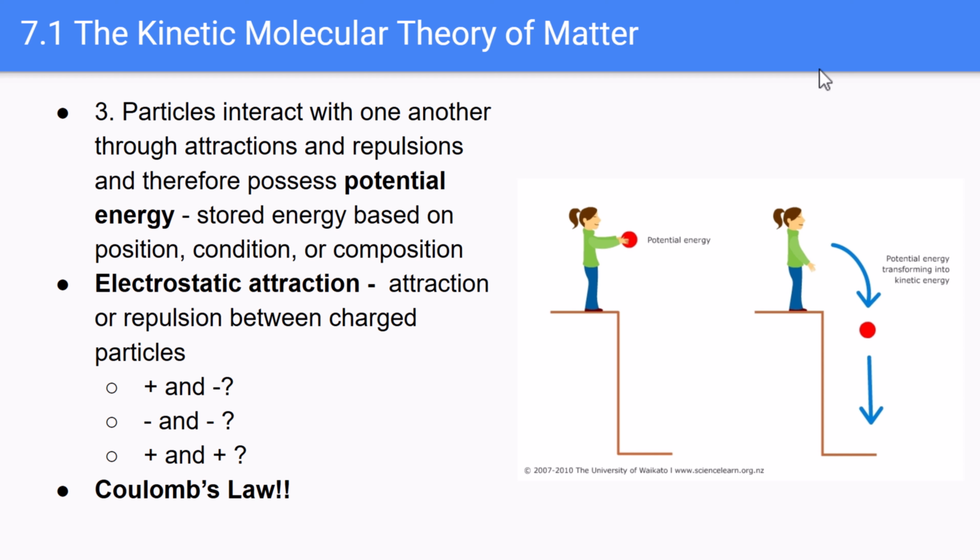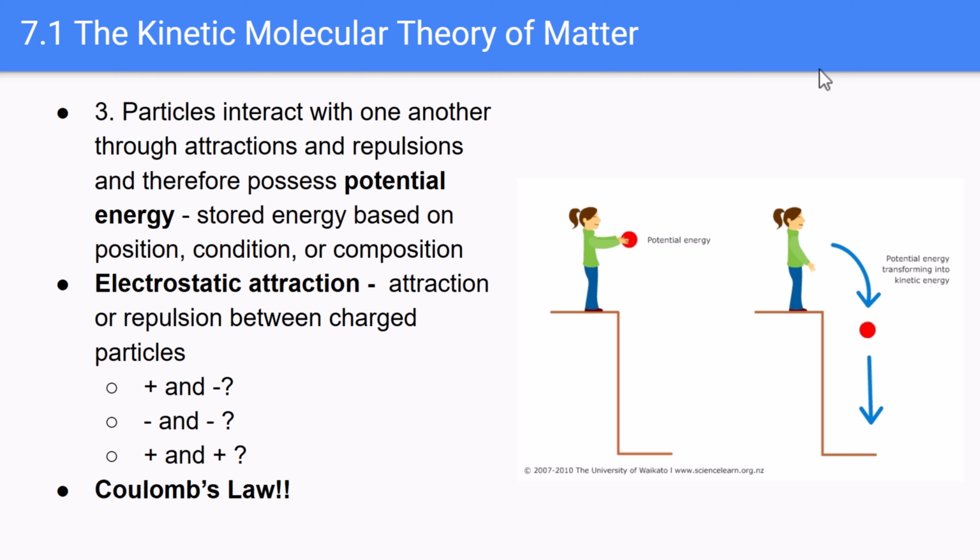Now, particles interact with one another through attractions and repulsions and therefore possess some form of potential energy. Now, that's stored energy based on the position, condition, or composition, just like what we talked about on the right-hand side here. The young lady that's holding the ball here has very high potential energy because it has stored energy based on its position. Its position is very high. Gravity is going to allow for the transformation of that potential energy into kinetic energy.